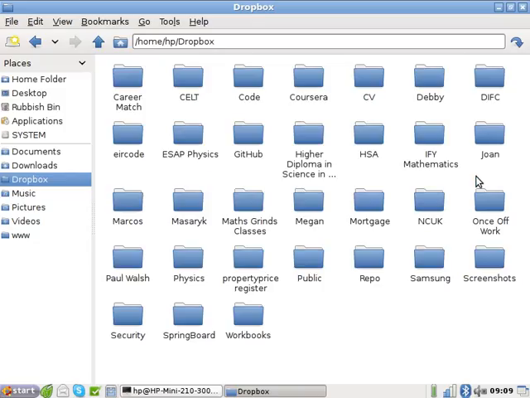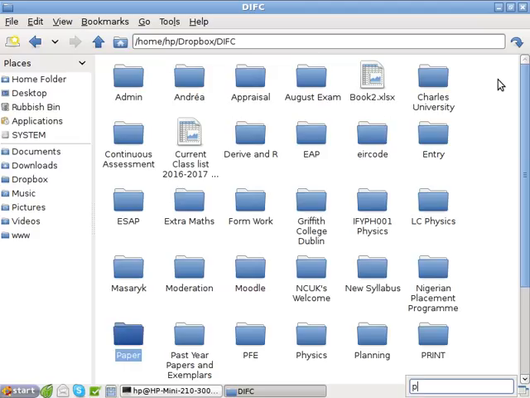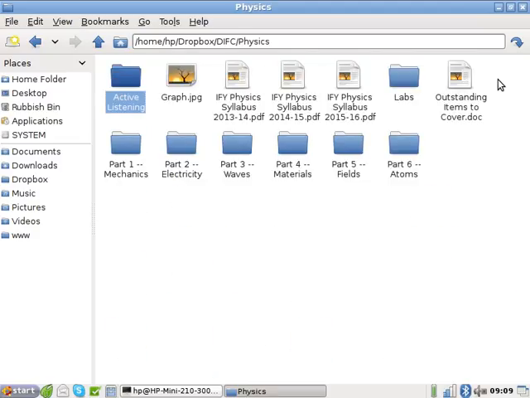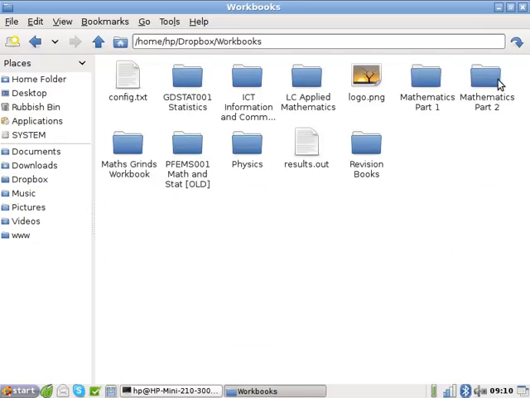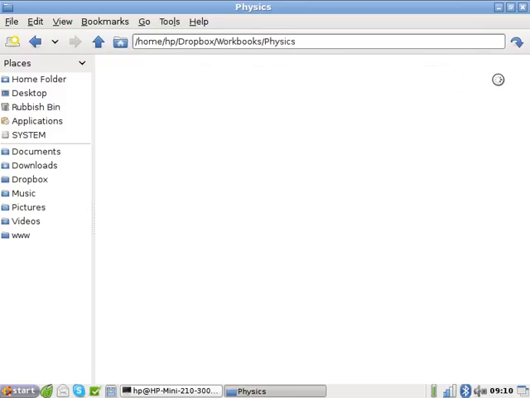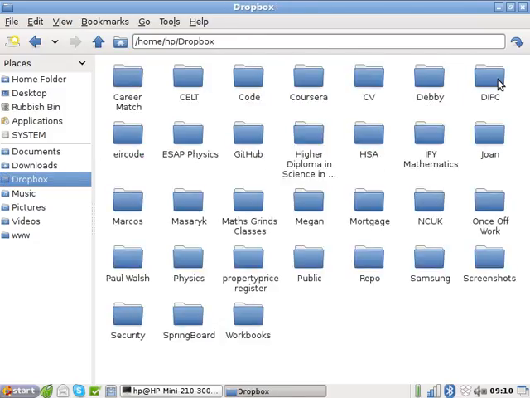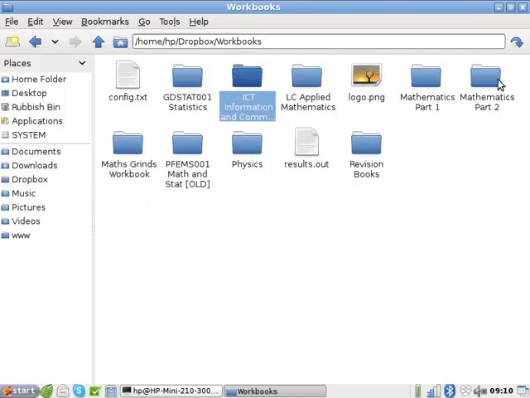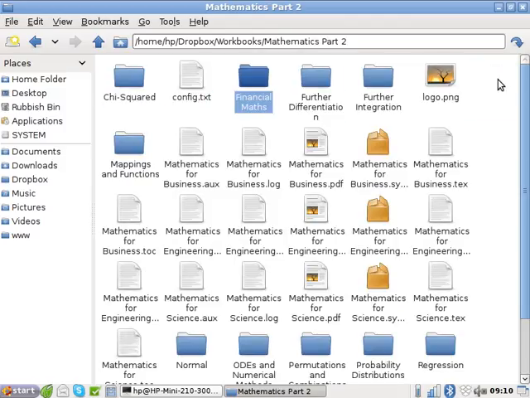So, when it comes to the proofs, I'm sorry, I should be looking at maths. Physics. What am I doing? No, it's not physics, it's maths. Goodness sake. Maths part 2. The book.